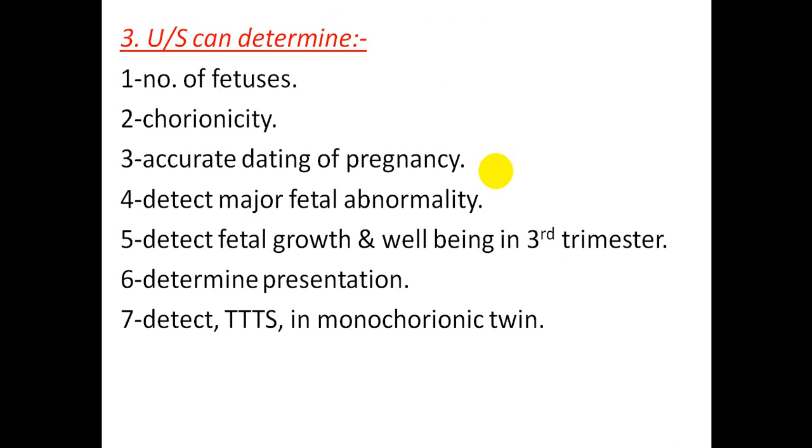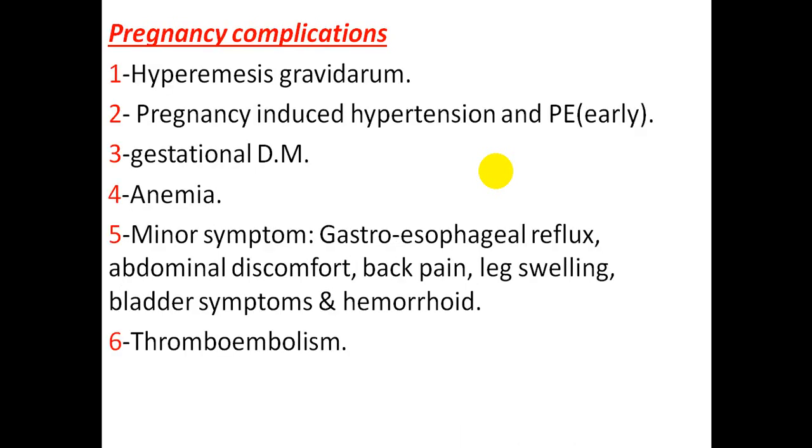Ultrasound: number of fetuses, chorionicity, accurate dating of pregnancy, detect major fetal abnormalities, detect fetal growth and well-being in the third trimester, determine presentation, and detect twin-twin transfusion syndrome in monochorionic twins. Pregnancy complications: hyperemesis gravidarum, pregnancy-induced hypertension, gestational diabetes, anemia, and minor symptoms like gastroesophageal reflux, abdominal discomfort, back pain, leg swelling, bladder symptoms, and hemorrhoids. Sixth, thromboembolism.